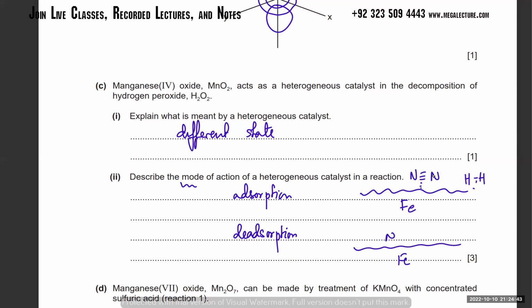So the old bonds, the triple bond electrons, get attracted to the catalyst instead, and they break. It becomes easy to break those old bonds. That's desorption. The weak bonds between the catalyst and reactant molecules are going to break.